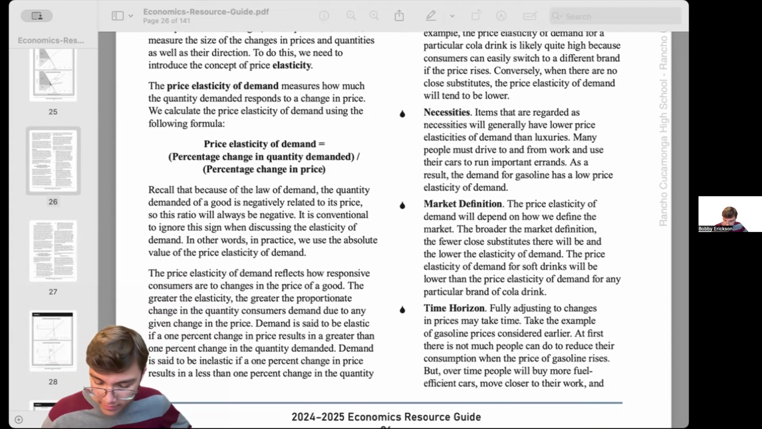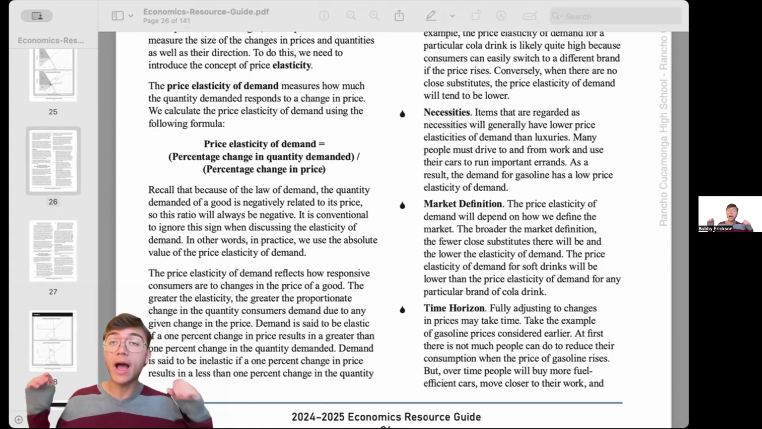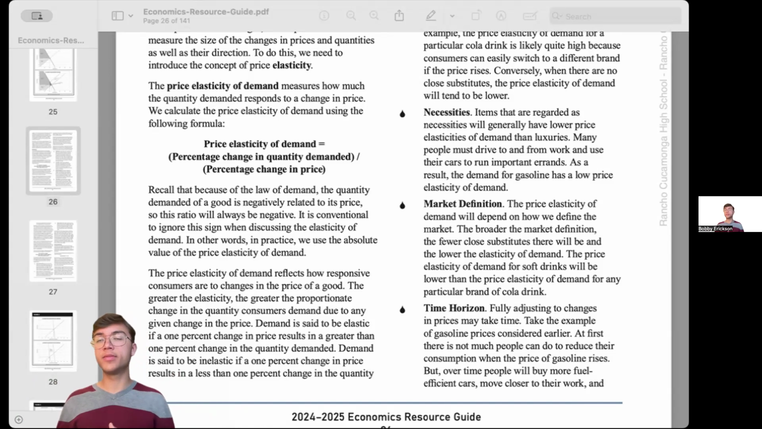Then we have necessities. Items regarded as necessities usually have a lower price elasticity of demand than luxuries do. If people have to drive, for example, then the demand for gas most likely has a low price elasticity, because a change in the price of gas isn't going to change very much how much gas you're consuming. You need to drive anyway, so you're going to consume it anyway. So you have a low elasticity.